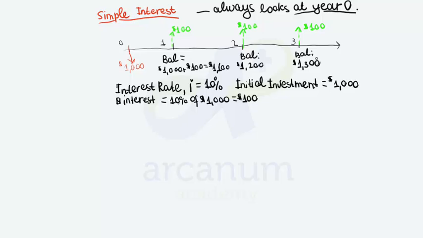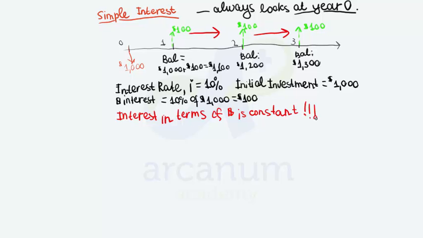So what is a very important observation here? Well, it's the fact that the interest in terms of dollars is constant. So as opposed to compound interest rate, when the interest in terms of dollars was increasing, in this case the interest in terms of dollars stays constant.